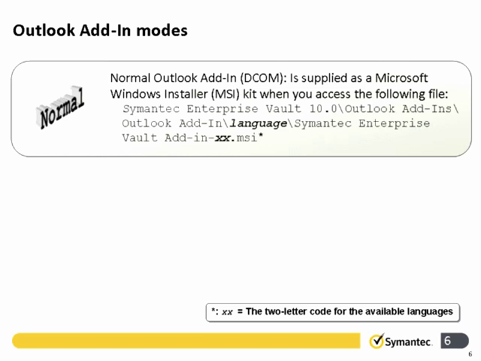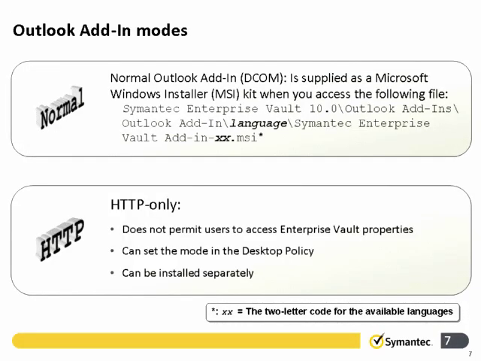When we look at the Outlook add-in, there are 2 different modes that it can run in. It can run in normal mode, and when you're installing the Outlook add-ins, you're going to run a Windows installer named Symantec Enterprise Vault add-in, then a hyphen, and 2 letters. Those 2 letters represent the language that you're planning on installing on the client. For our particular example here, we will be using the English version of the client. When you do this installation, you can configure it to use either what we call the normal client or the HTTP only client.